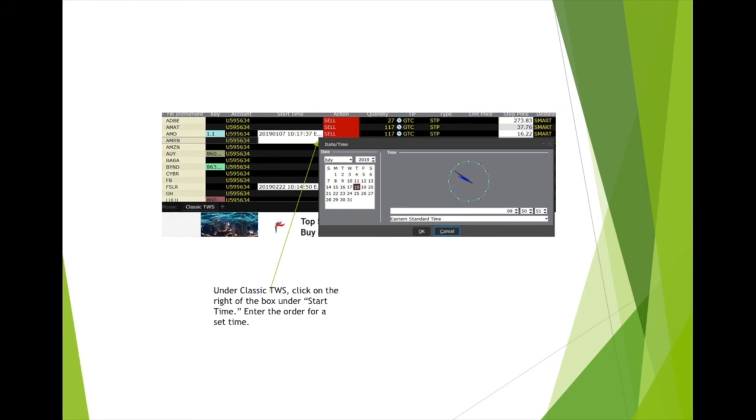And this is Interactive Brokers. I just figured I'd mention it. You go there and you go to the calendar. This is under the classic Trader Workstation here, and then you put the time. So I would put in 9:35 here.